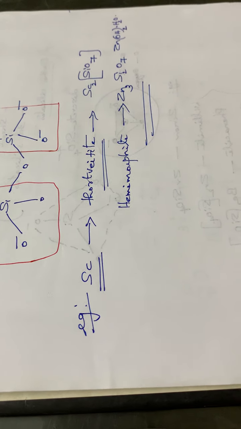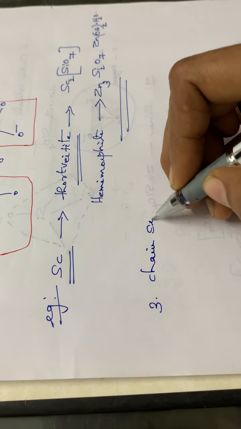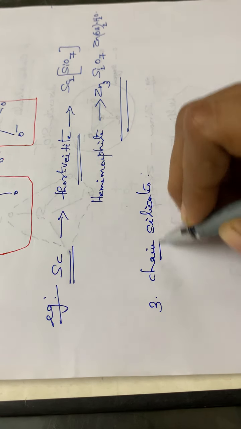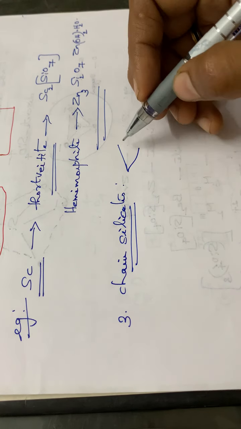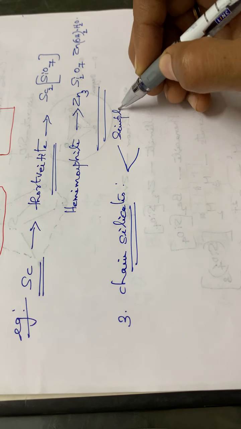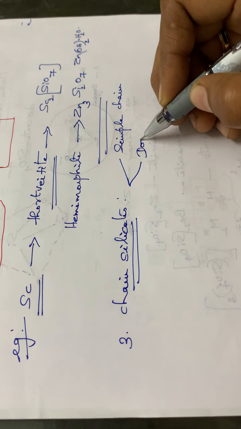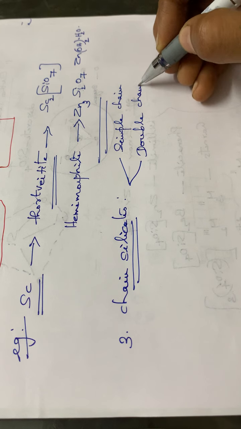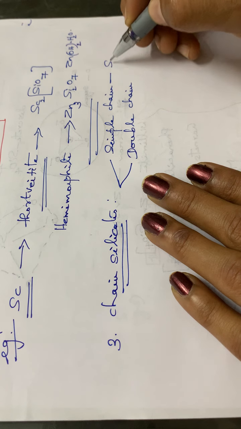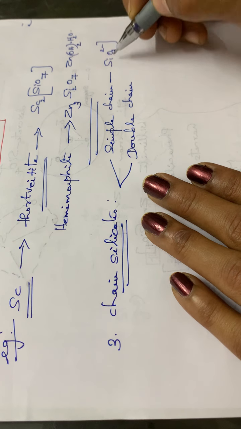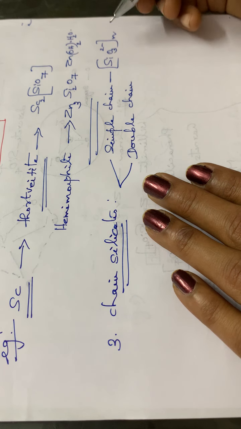Next we can go through the third category, the chain silicates. Chain silicates mainly have two classifications. The first one is the simple chain silicates, and the second one is the double chain silicates. Simple chain silicates means the formula will be (SiO3)n 2 minus. That means this particular unit is repeating n times. So that is simple chain silicates.